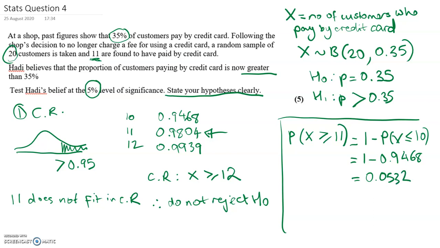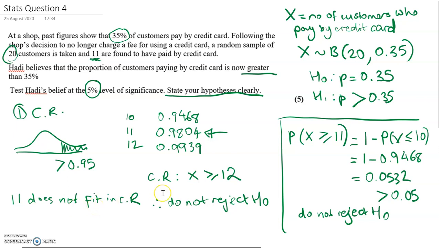0.0532. Now, your significance level is 5%. Only if your probability ends up being smaller than 5% can you say that you can reject the null hypothesis. This is greater. Okay, so that means that it does not fit in the critical region, and you do not reject the null hypothesis. So you've ended up with exactly the same conclusion that you got using the critical region method.